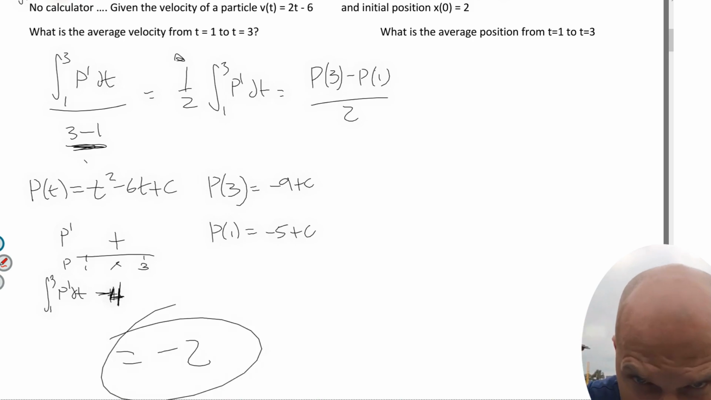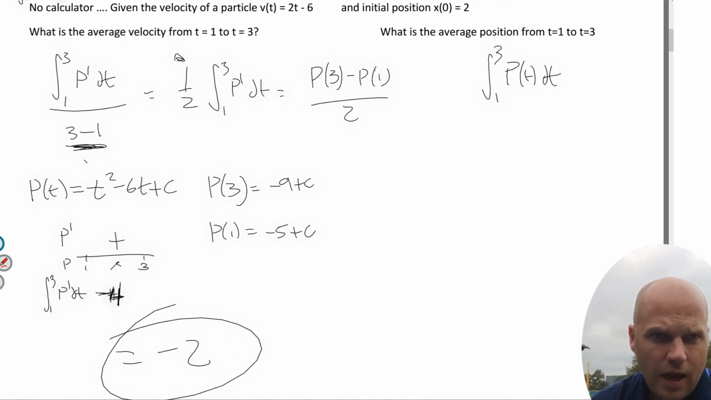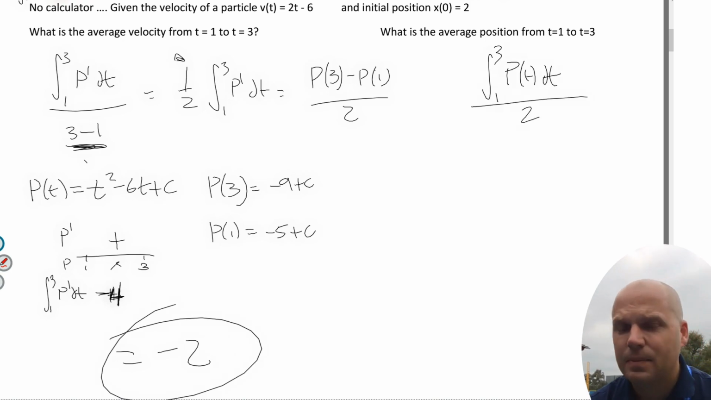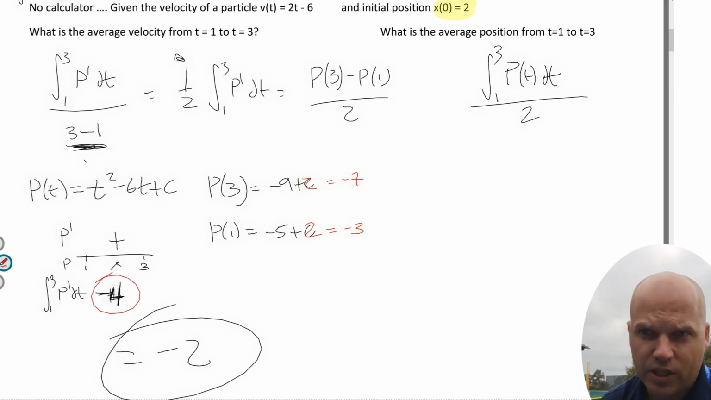Then to the question of the day, the average position. Well, I'd love to accumulate my position, add up all my positions, divide by the time. But how do I find this? With a calculator, no big deal. Oh, look at this, actually. We could have figured out what C was. That's important for the future. But even still, negative 7 to negative 3 is a displacement of negative 4. We didn't really need to see.